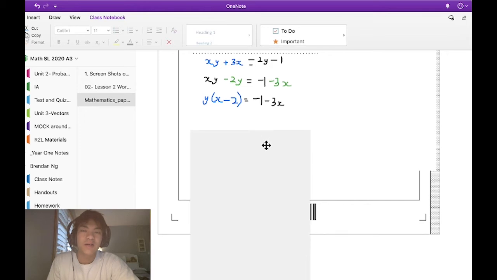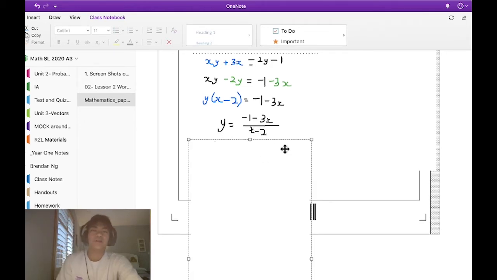And now we can just divide out the x minus 2 to isolate for the y. So we get y equals (minus 1 minus 3x) over (x minus 2). Wait a minute, you might be wondering how I got here. Well, that's a long story. And let's take it back 10 minutes to find out.